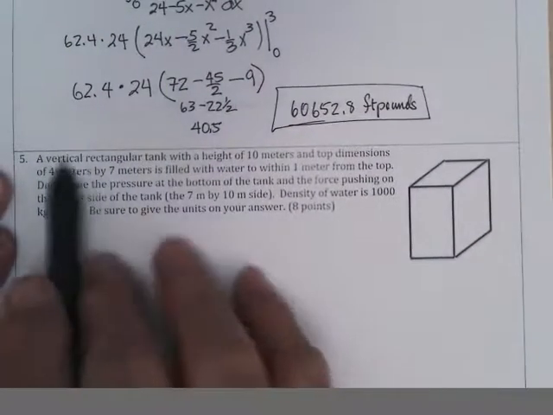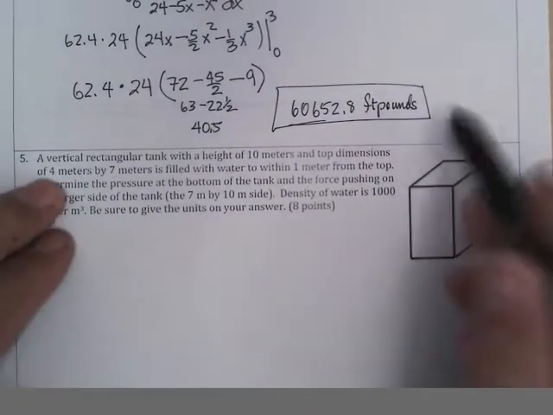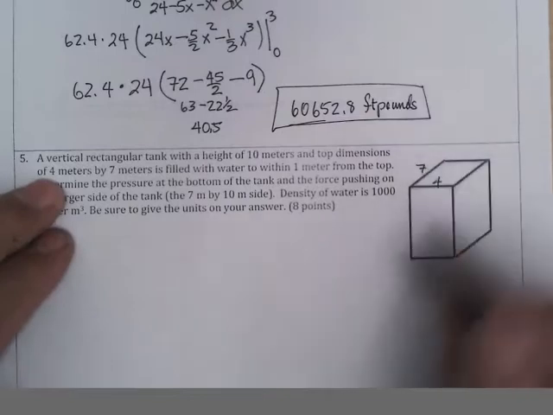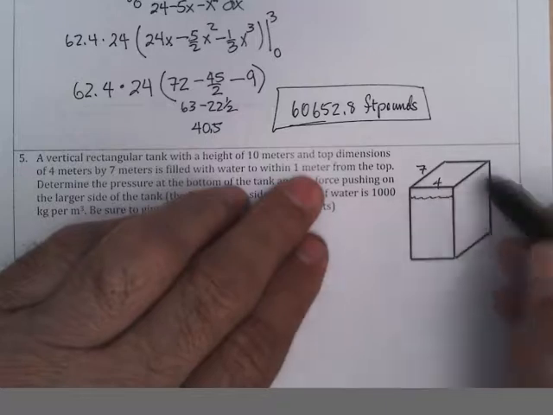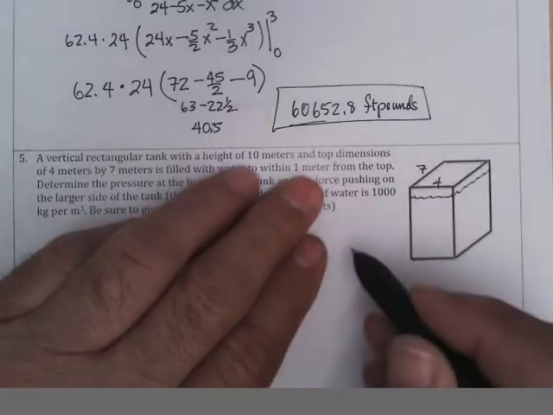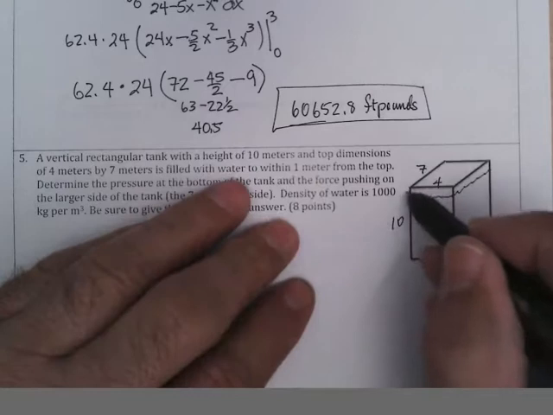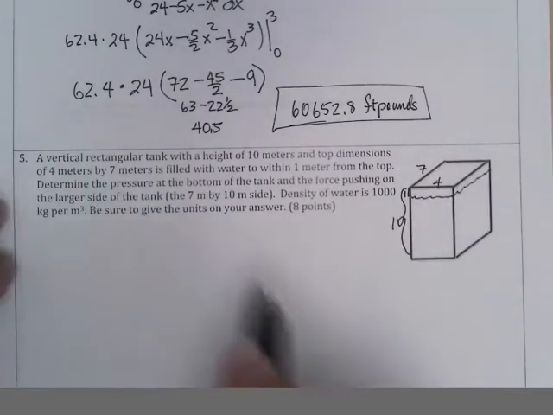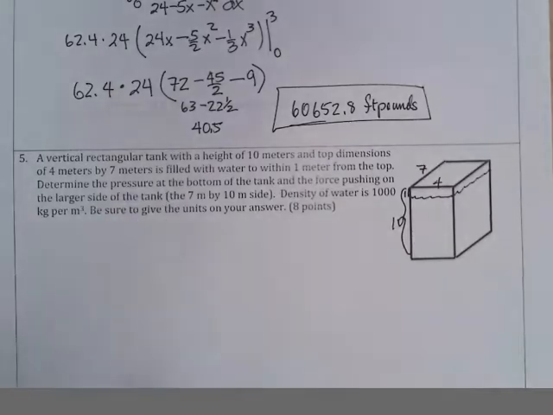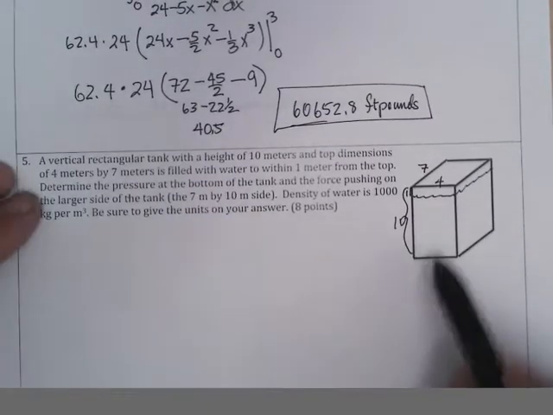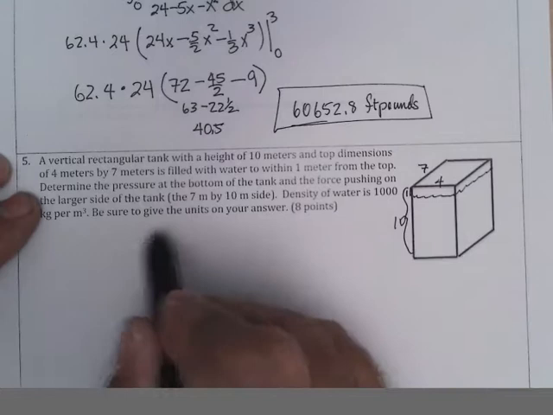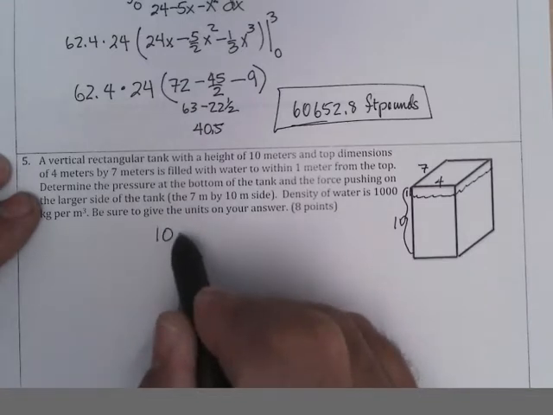Five, vertical rectangular tank. The top is 4 by 7, and it's filled with water to within 1 meter of the top, and it's 10 meters high, the whole thing, and that's 1 meter. The pressure is simply, let's see, it says, determine the pressure on the bottom. The pressure is determined by how deep it is.